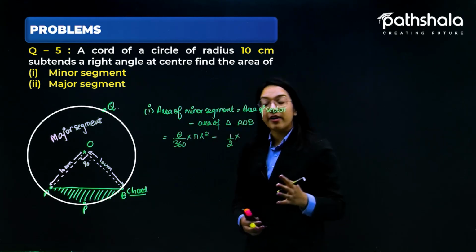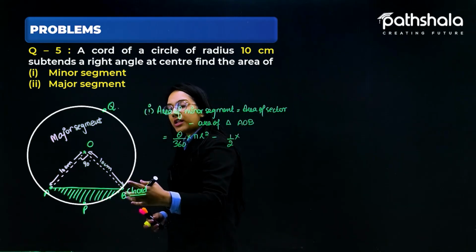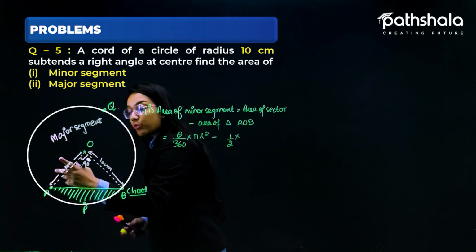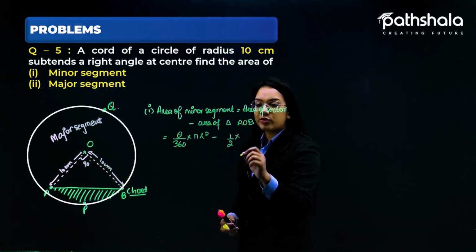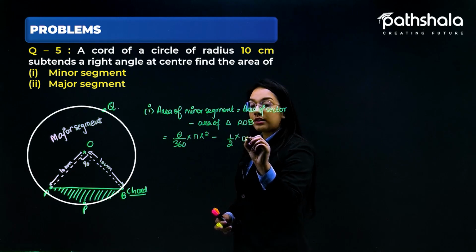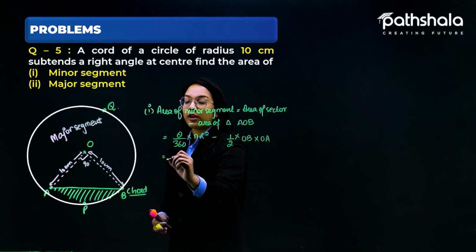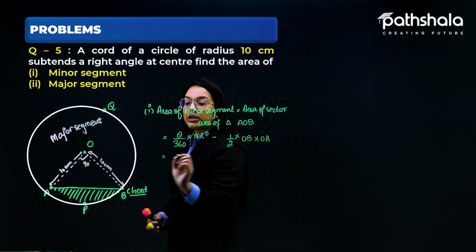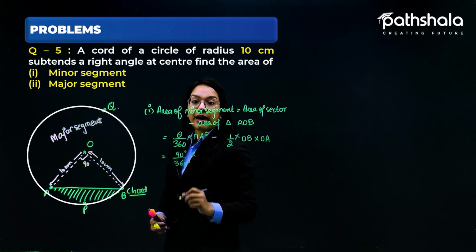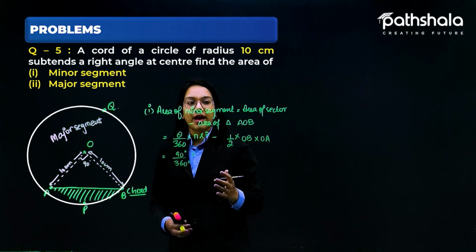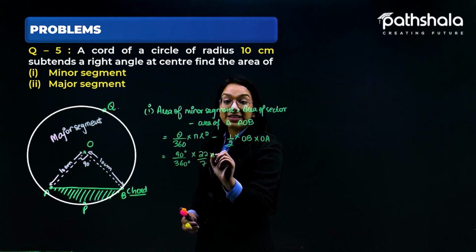You can see by yourself that it is a right angle triangle, so let us take the base as OB and height as OA, and both OA and OB are equal to each other. So half into base, which is OB, and height, which is OA. Now let's plug in all the values. Theta is 90 degrees, so this is 90 degrees divided by 360 degrees, and here I am using the value of pi as 22 by 7. So we are taking 22 by 7 and the radius.